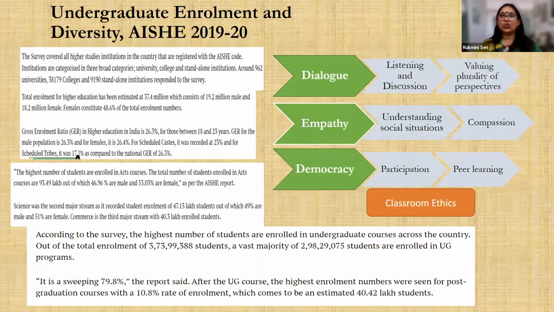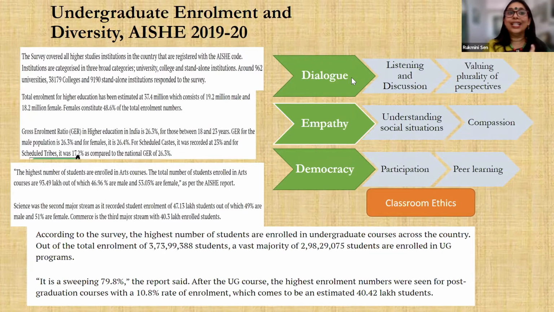This brings me to trying to understand and map the field of undergraduate education in India. I'm using the AISHE 2019-2020 report to look at some of the figures with respect to undergraduate education in the country. While this survey covered all higher educational institutions in the country that had registered with the SSLA code, institutions were categorized under university, college, and standalone institutions.